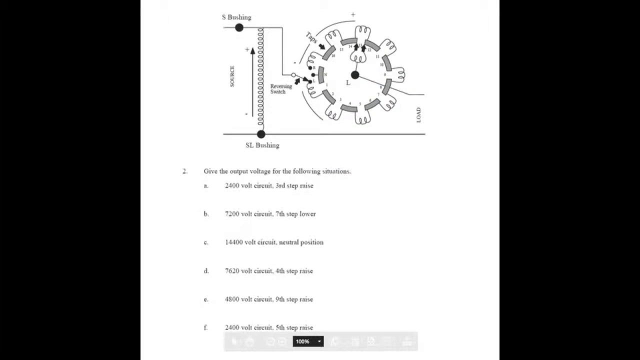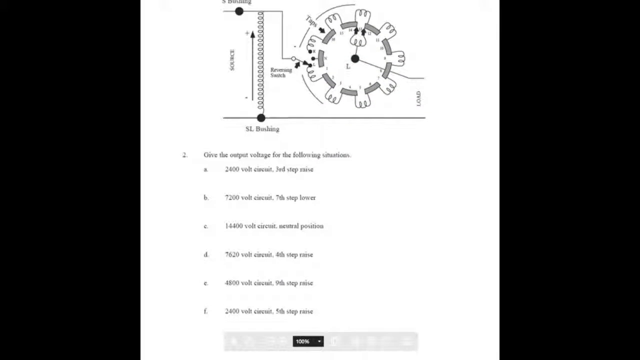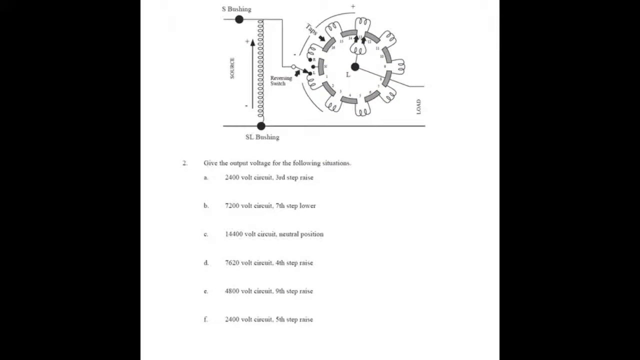Moving on to number 2 in assignment sheet 3. We're given a number of different situations here, and in this first one, they want to know what the output voltage is for the following situations. 2400 volt circuit, third step raise.